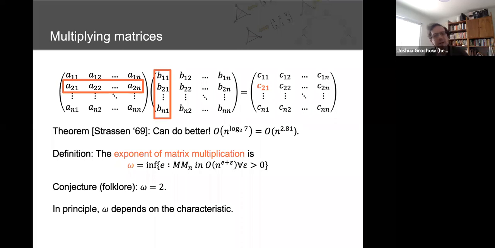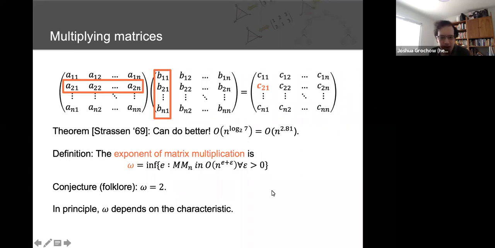The other thing is I haven't said anything so far about what field, or ring, we're working over. In principle, the value of omega depends on the characteristic of the field. We know that over fields, it can only depend on the characteristic. But we also don't know any examples where something different happens in different characteristics. So for the rest of this talk, I'm just going to focus on the complex numbers. But like I said, for the history of omega, we don't know any examples where, oh, in characteristic 2, something weird happens or things like that.